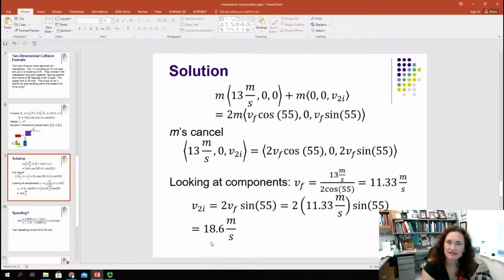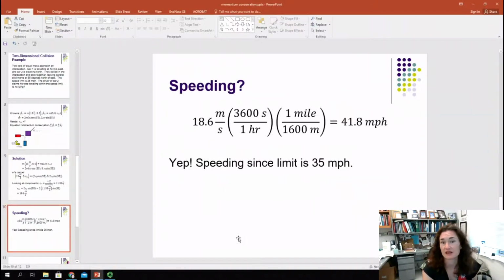Now, after all that, I still haven't quite answered the question, have I? Because the question was, were they speeding? They're trying to find who's at fault here in this crash. So what we would do then is a unit conversion from 18.6 meters per second into miles per hour, which I do here on the next slide.